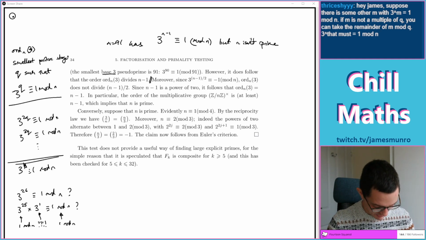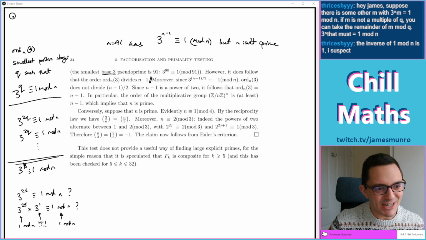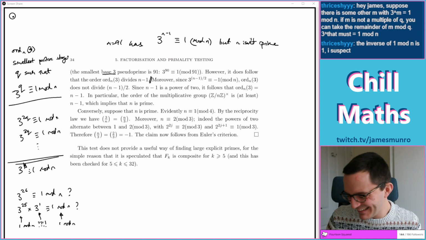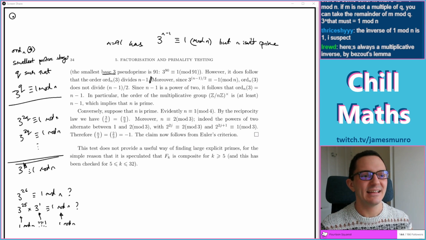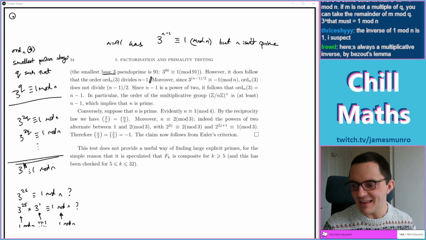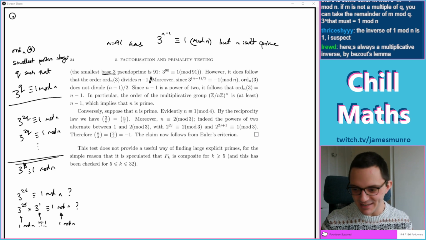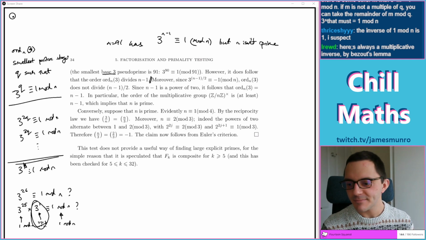On the left, this is just 1 times question mark, question mark, question mark, and on the right it's 1. Thanks, everyone in chat. The inverse of 1 is 1. Yeah, but Zooslander gives you a multiplicative inverse, thanks. Take the remainder of it. Thanks, Thrice Shy. 3 to that must be 1 mod n. Yep, here it is. This bit here is 3 to the remainder.